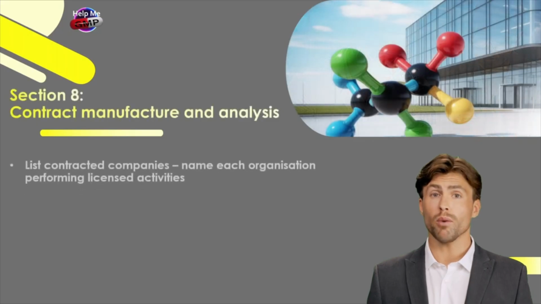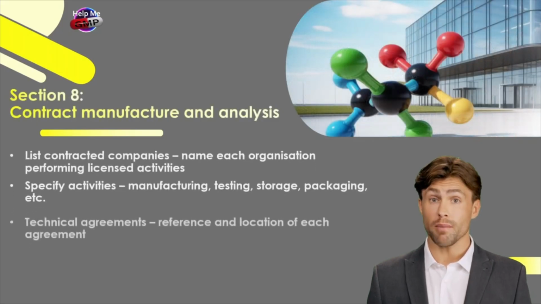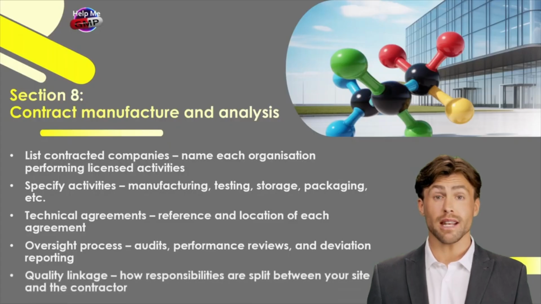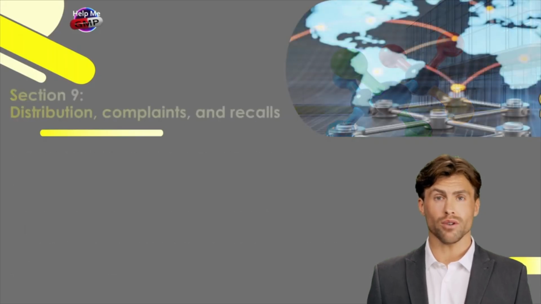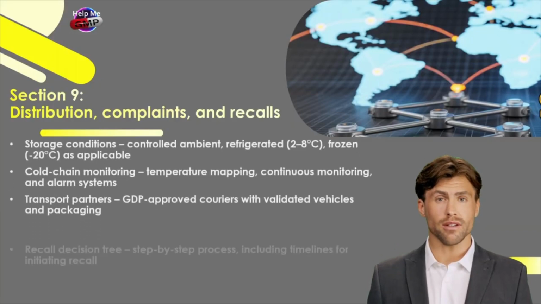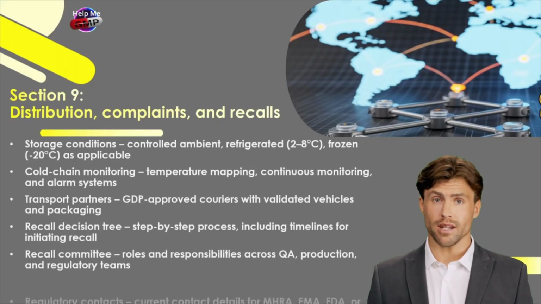If another company performs any step on your license, name them, list the activity, and reference the technical agreement. State how you audit and oversee them. Outline storage conditions, cold chain controls, GDP transport partners, and your recall decision tree. Keep it short but specific.